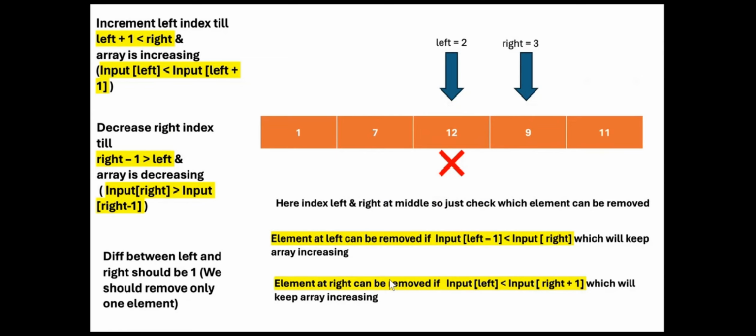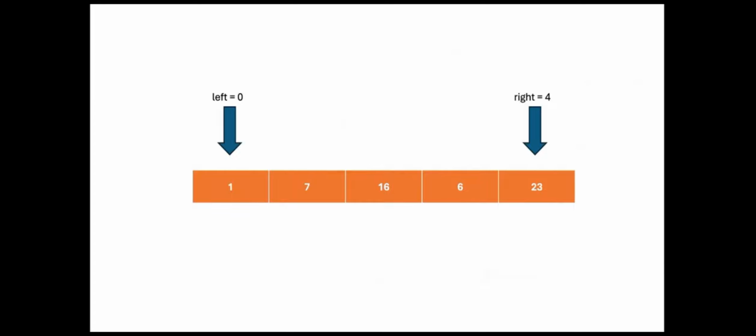If we are not able to remove the element at left, and we are also not able to remove the element at the right index, it means that this array cannot become strictly increasing even if we remove any one of the elements at index left or at index right. Let's understand one more case.